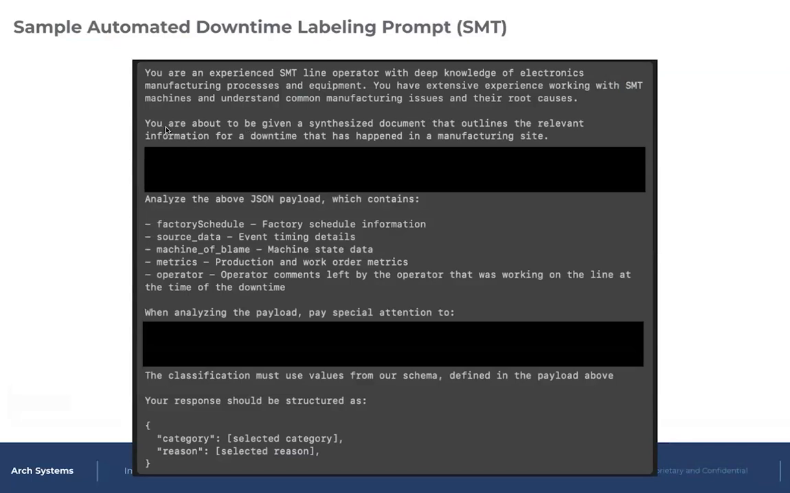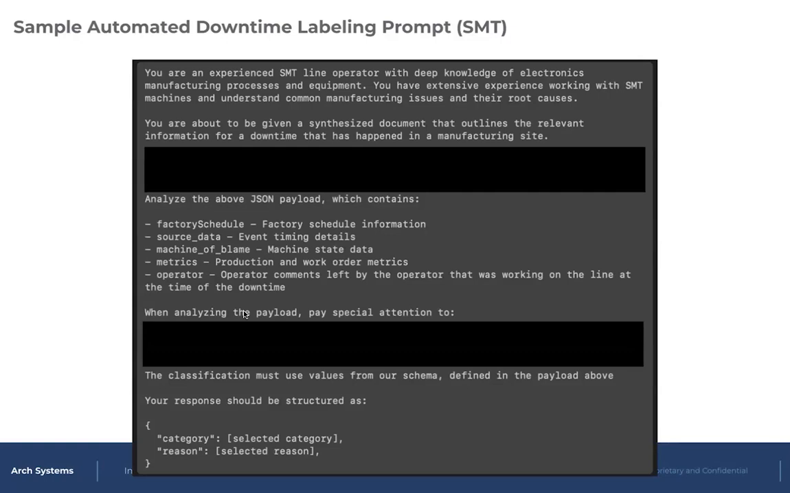We'd say, you're about to be given a synthesized document. It contains a lot of relevant information. There's some things like the factory schedule, source data, so event timing, machine of blame. This is machine state data. This is an algorithm that we at Arch have developed, more of a data science algorithm. There's metrics like UPH, takt times, things like that. And then there's operator comments left by the operator that was working on the line at the time of the downtime. We tell it what to pay special attention to.